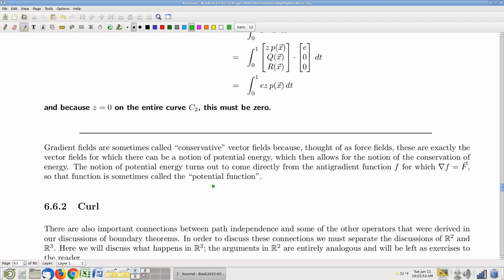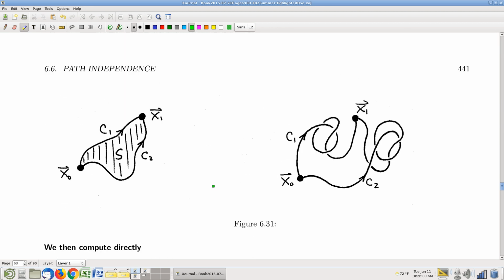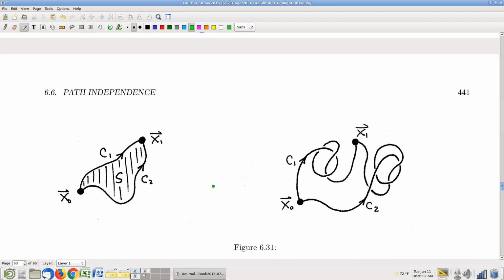Okay. So here's a related idea, kind of surprisingly related, as it turns out. And I'm going to look at this picture up here. So let's consider a scenario where we have a couple of points, x0 and x1. And let's consider a couple of curves that start and end at that same point. Kind of what we're doing here, right?